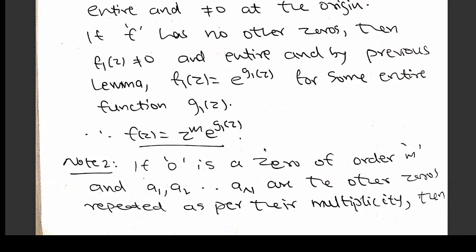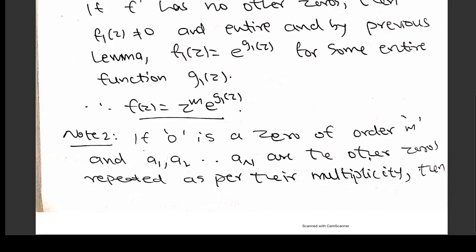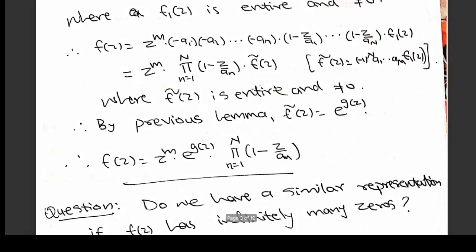So this is the form of an entire function which has only one zero, at the origin, of order m. Now suppose the origin is a zero of order m, and a1, a2, ..., an etc. are the other zeros. Suppose there are only finitely many zeros, repeated as per their multiplicity. Then you have the factorization again: z raised to m times (z minus a1) ... (z minus an) times f1(z), where f1 is entire and has no zeros. So f1 you can write as exponential of g(z).